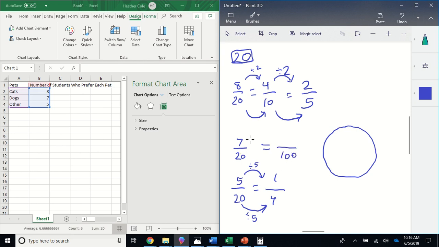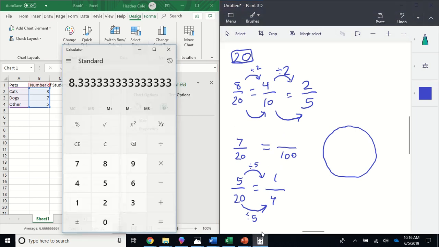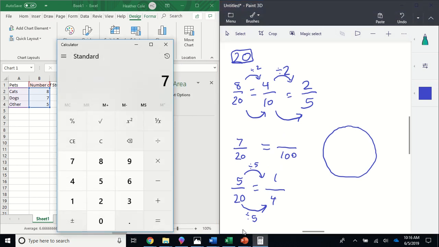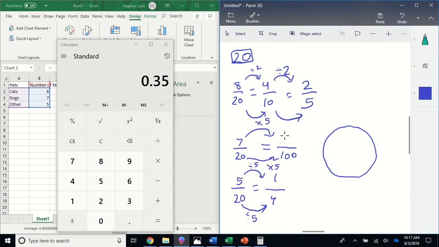Sometimes you can't just easily do the math. Sometimes you'll have to divide 7 divided by 20, and what we would get there would be 35 hundredths. But in this case, it's pretty easy to multiply to get that because 20 times blank will give me 100. 20 times 5 gives me 100. So 7 times 5 will give me 35 1/100ths. And that's the same as I had over here.